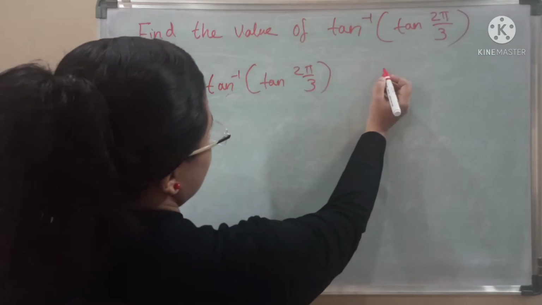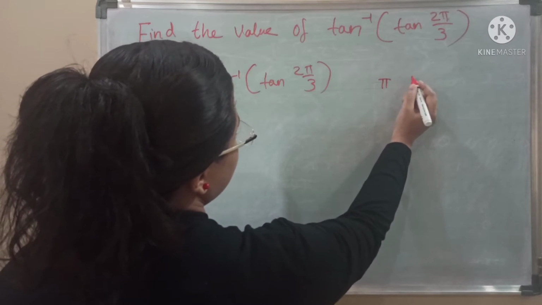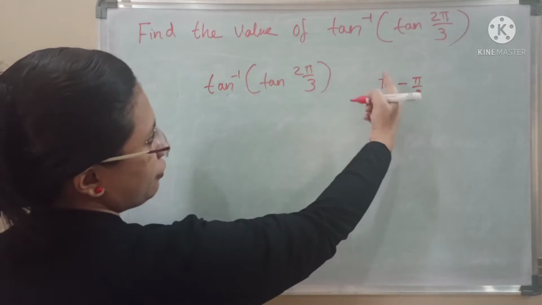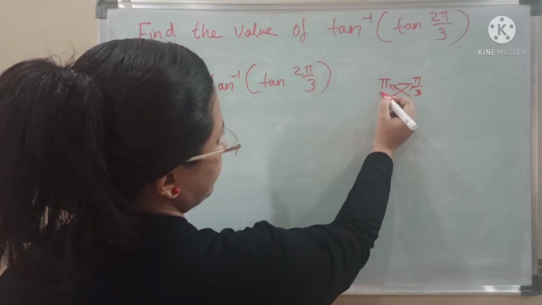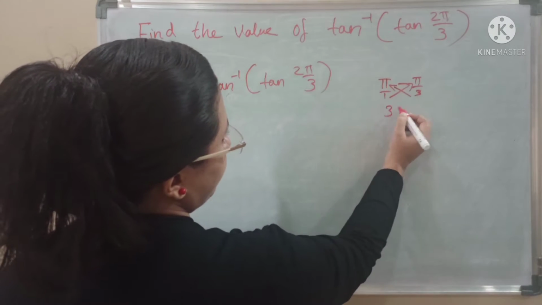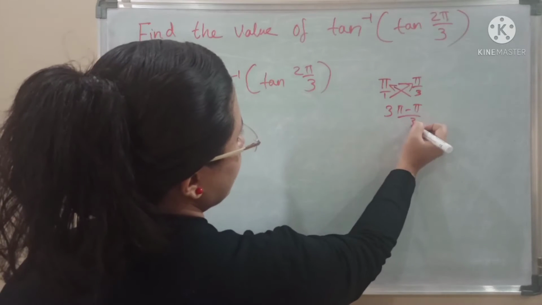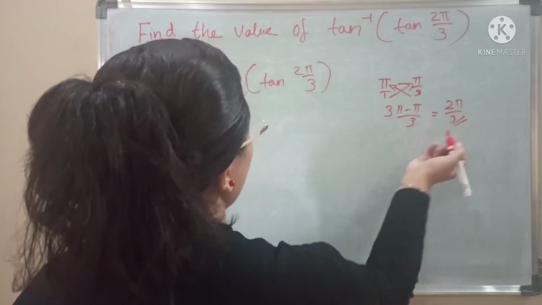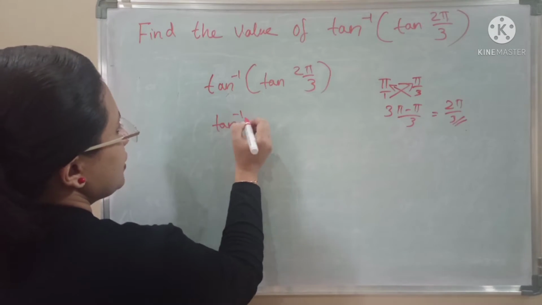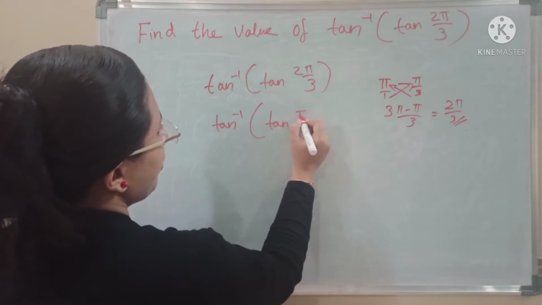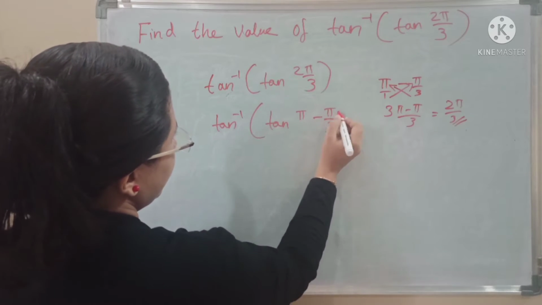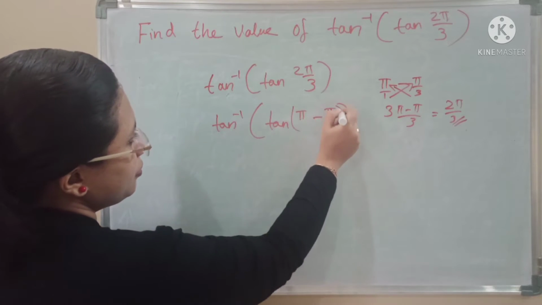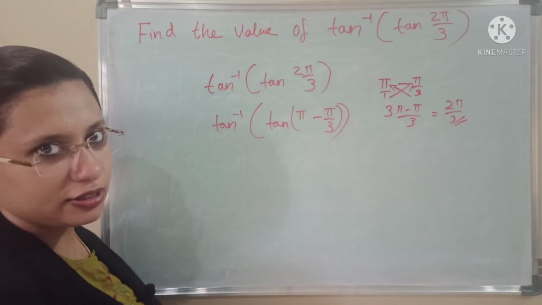So when we split this, it will be pi minus pi by 3, right? If we do the cross multiplication, it will be 3 pi minus pi by 3, that is 3 pi minus pi is 2 pi by 3. So we can write it as tan of (pi minus pi by 3). Clear? Yes, put the bracket because we have more than one term.